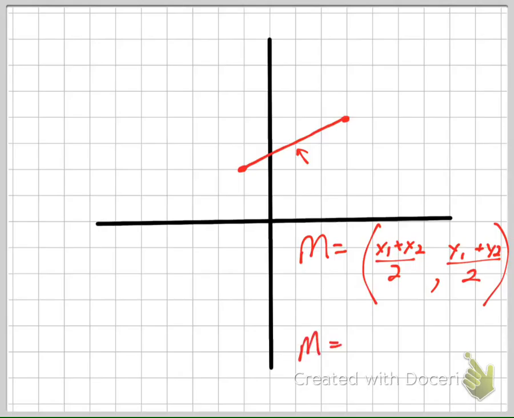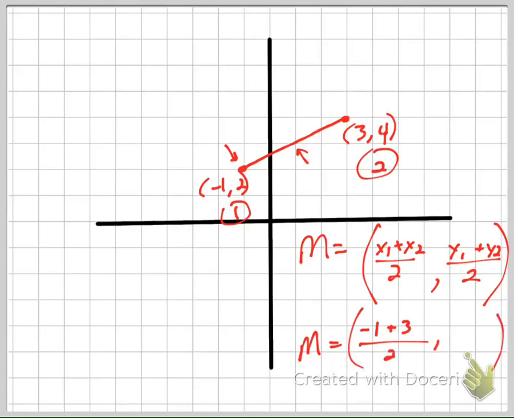M equals, okay, let's actually figure out what this point right here is. Negative 1, 2. And this point here is 3, 4. Okay. Let's plug it in. This will be point 1. This will be point 2. X1, negative 1 plus, what is x2? 3, divided by 2, comma. And then what is y1? 2. Y1 is 2 plus 4 divided by 2.